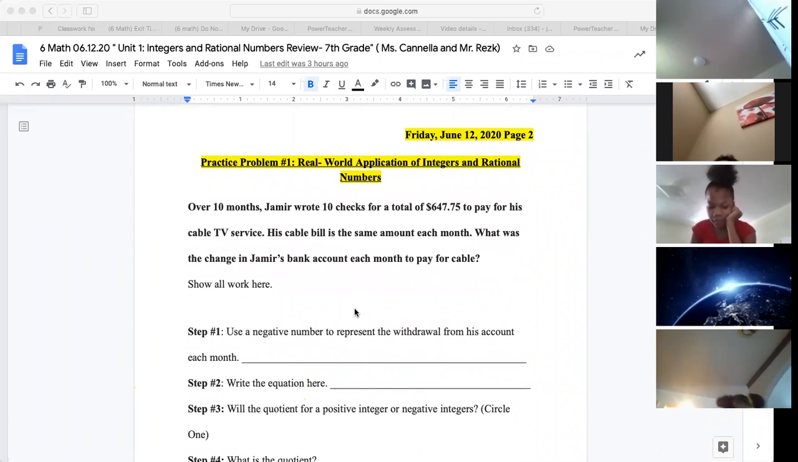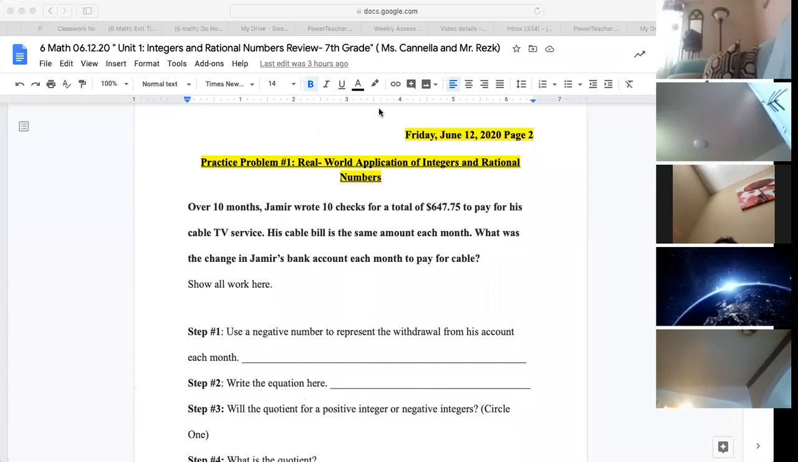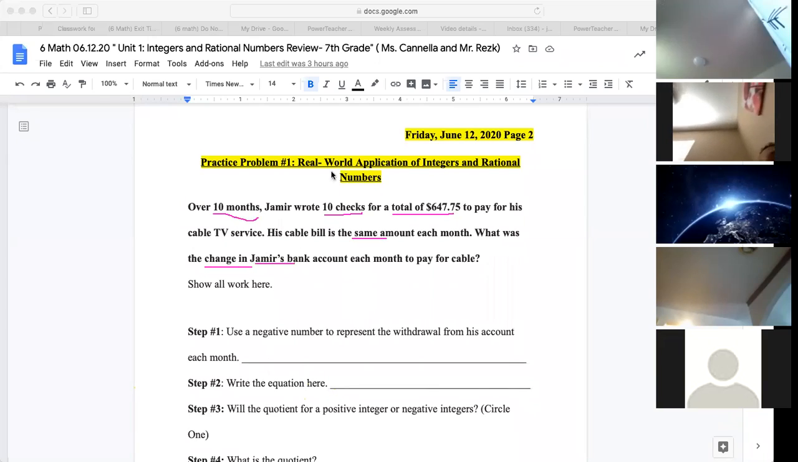Okay. Over 10 months, Jameer wrote 10 checks for a total of $647.75 to pay for his cable TV service. His cable bill is the same amount each month. What is the change in Jameer's bank account each month to pay for cable?